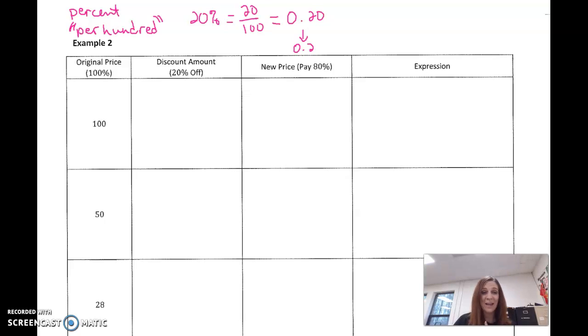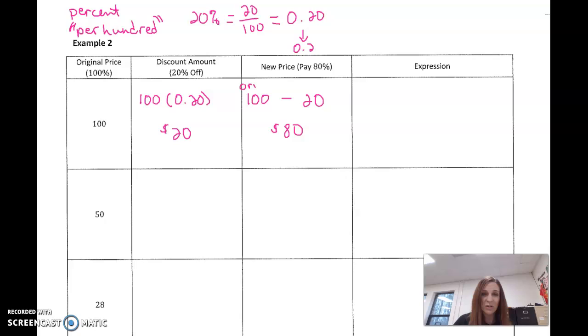Okay, so let's use that. If I want to figure out how much my discount is, I will take my original price and I will multiply it by the 20%, 20 per 100. And if you grab a calculator and you go 100 times 0.20 or 0.2, it works out to be $20. But remember, that's not what we're paying, okay? We're paying 80% of it. So you take your original price of 100 and you subtract your discount, 20, and you pay $80.